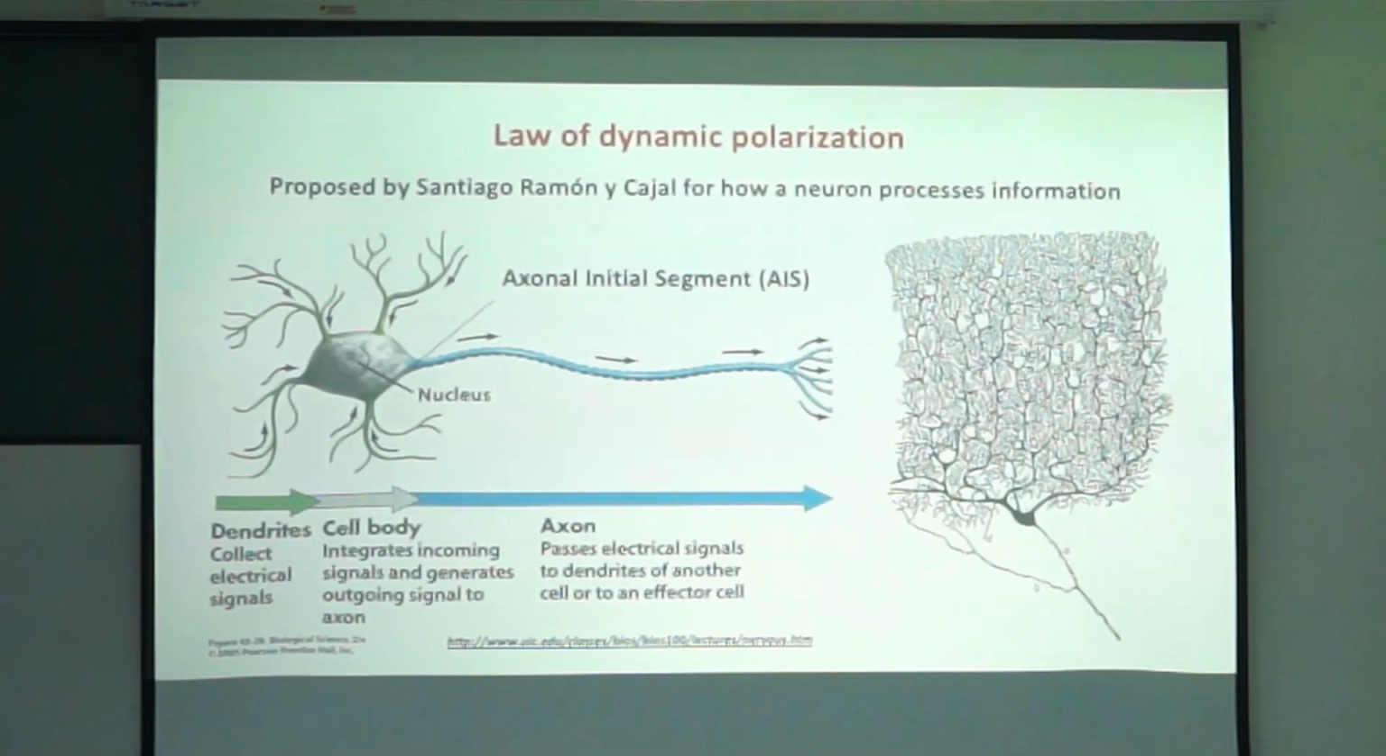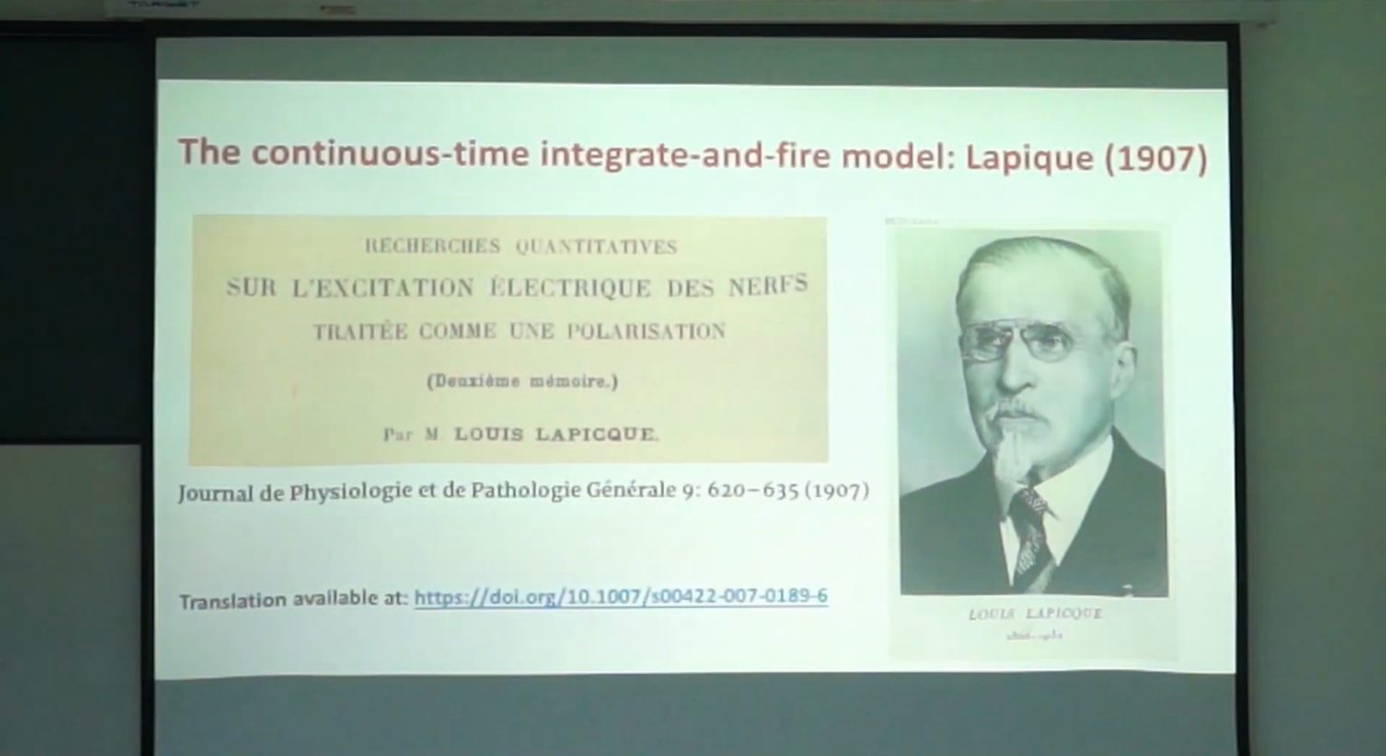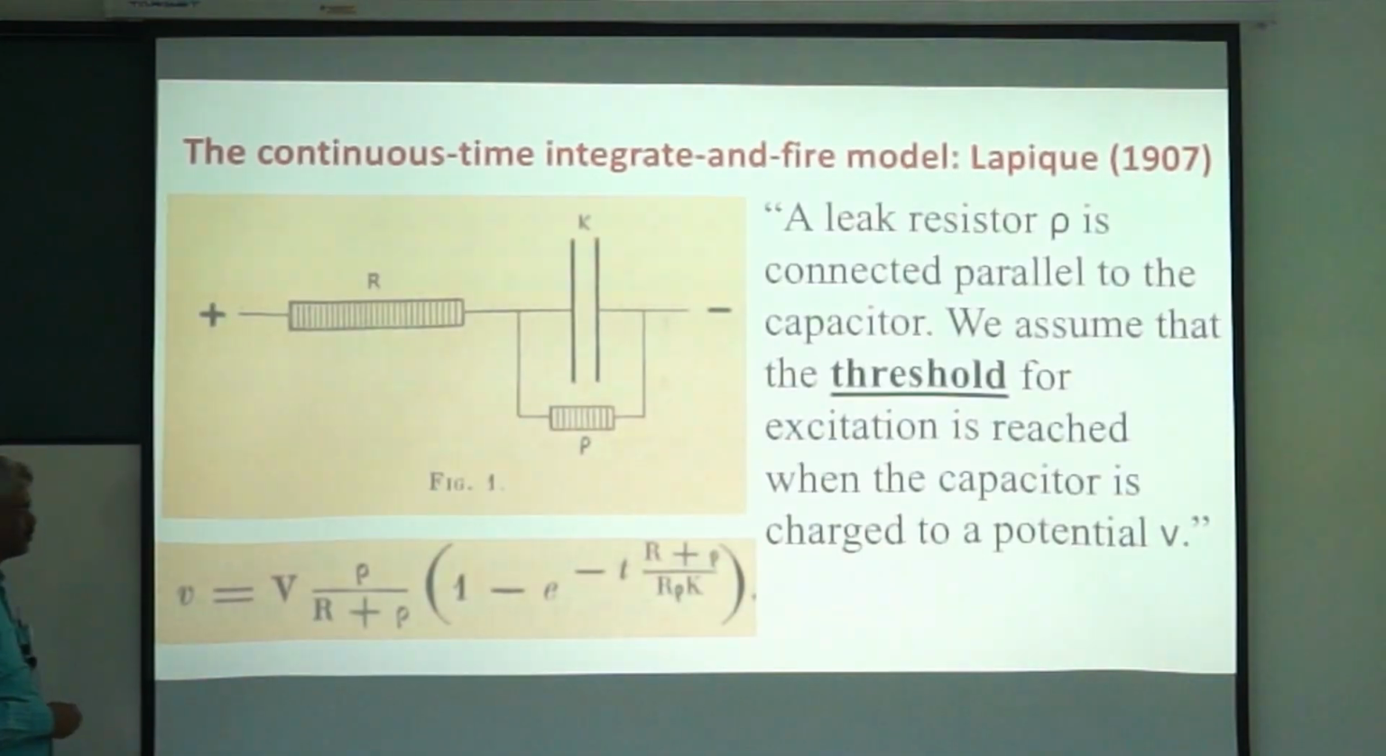Based upon this knowledge that there are different neurons, there are dendritic structures, there's an axonal initial segment, it was Lapicque, I'm 100% sure I'm not pronouncing it right, but I think it's okay. So he proposed a long time ago in 1907 the integrate-and-fire model. So this was way back in 1907. It was at that point of time that the integrate-and-fire model was proposed.